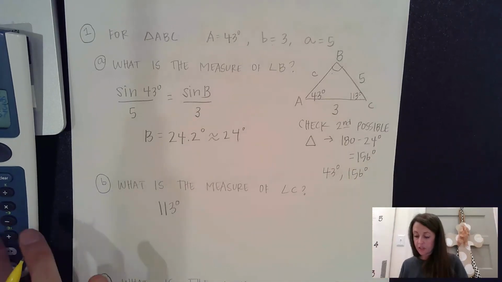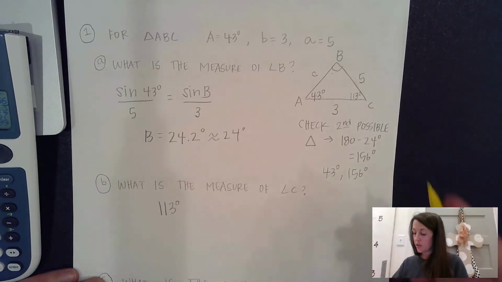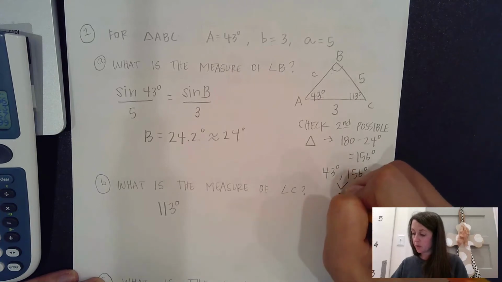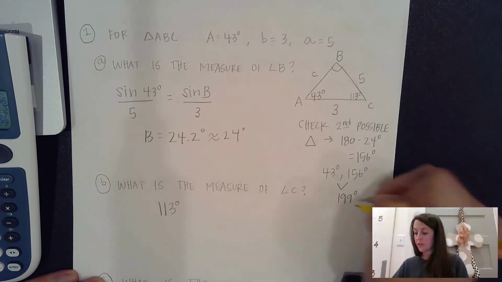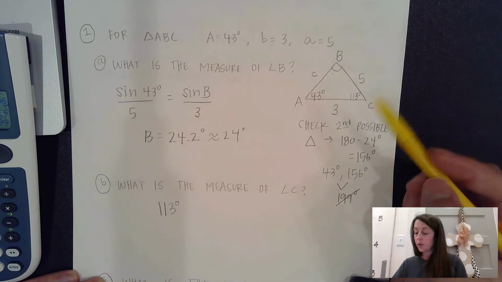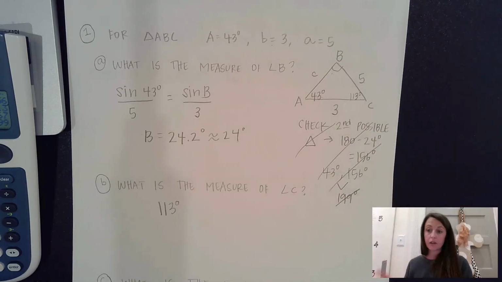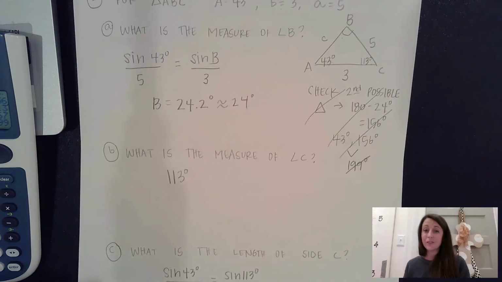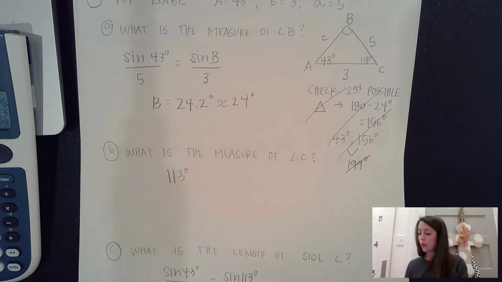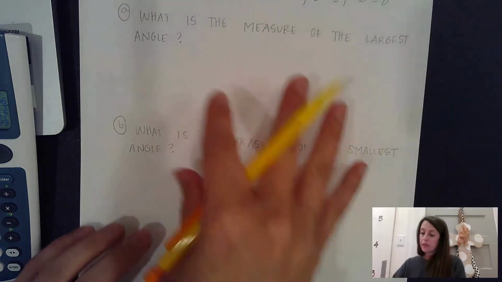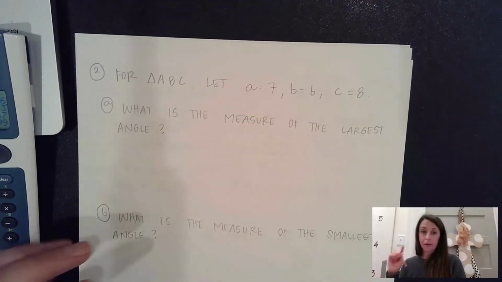So 156 plus 43 is 199, right? These two angles equal 199 degrees, and that's not possible. So you're not going to have a second triangle there. So don't forget that law of sines only gives you that one angle in one triangle. Okay? All right, so now, gotta remember that.